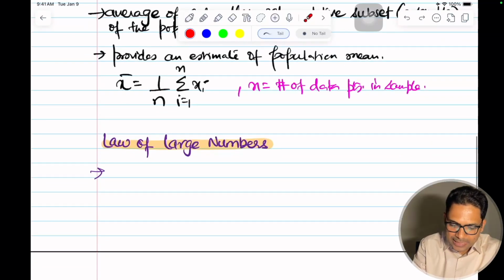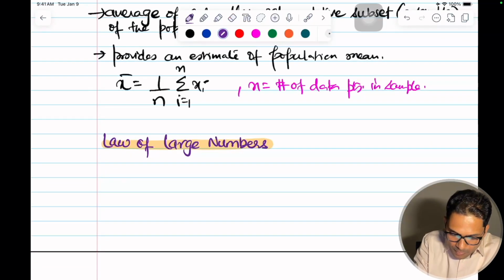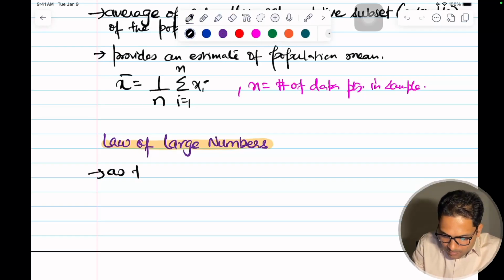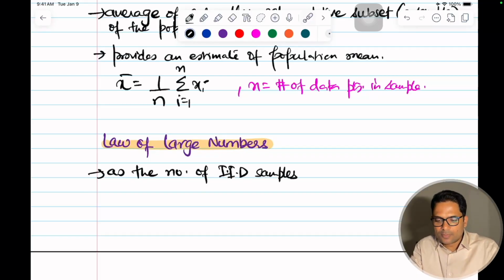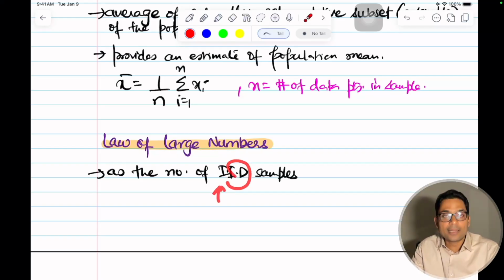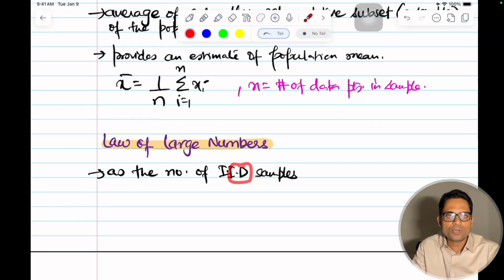So the law of large numbers states that as the number of IID samples increases. IID we have discussed in the past. IID is independent and identically distributed. Independent means each sample is independent of one another; one sample does not influence another. And identically distributed means they are coming from the same kind of distribution.